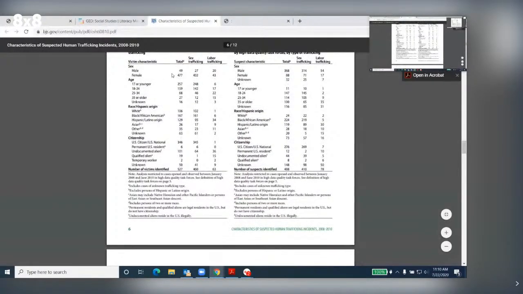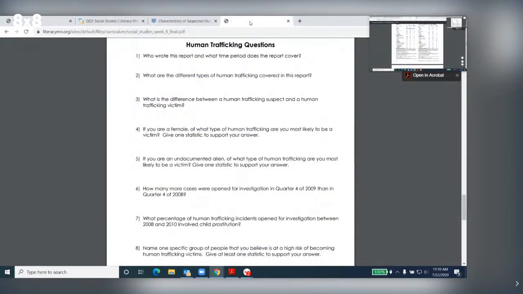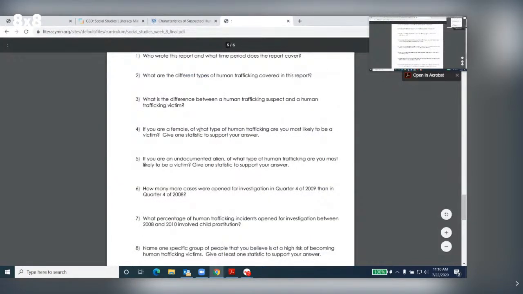So female, you're going to say 432 out of the 477 were sex trafficking. Only 43 were labor. So this column right here would be how you could answer this one right here, number 4.